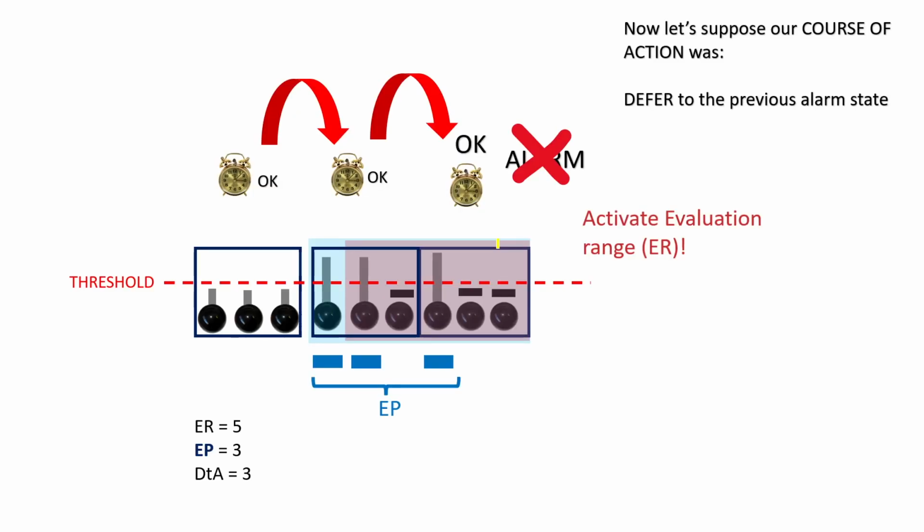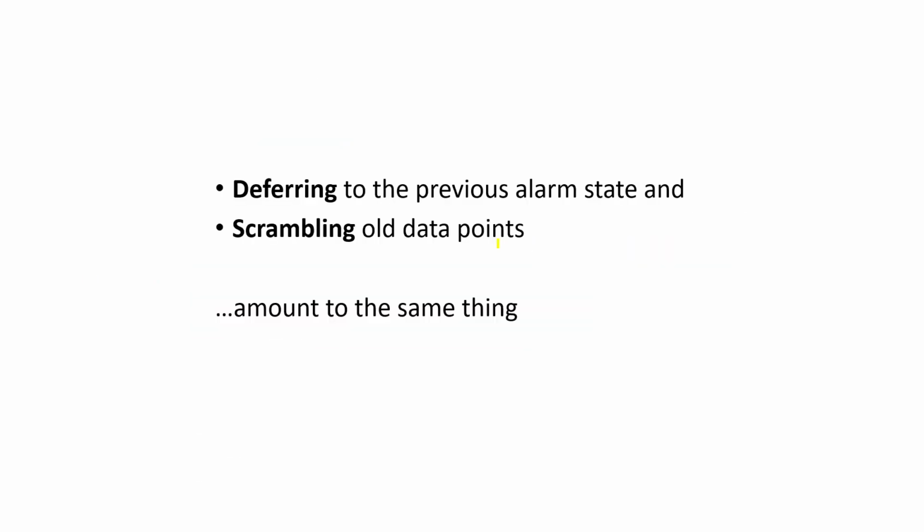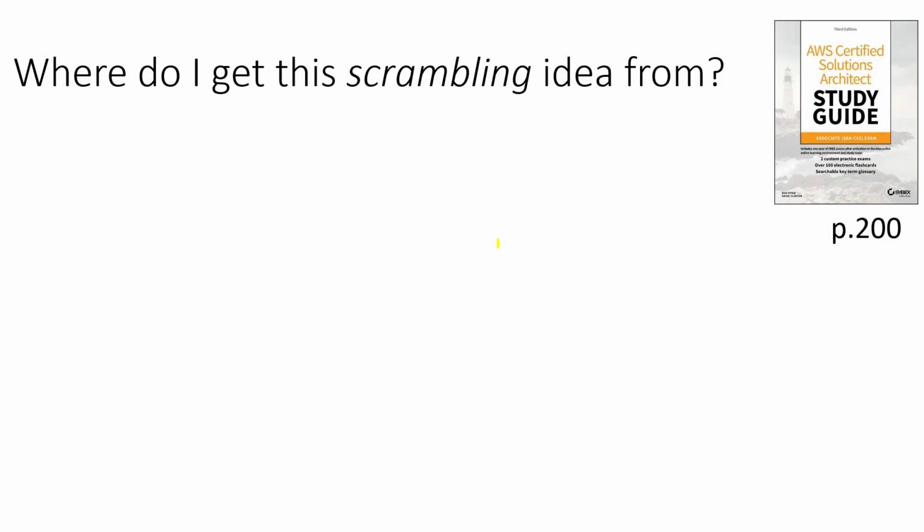So you can see that's how they come apart. When we were using TAM, treat as missing, that alarm was in the alarm state, and when we're using ignore, it's in the OK state. So that's how they come apart. So deferring isn't necessarily the same as scrambling old data points. So where have I got this idea of scrambling old data points from?